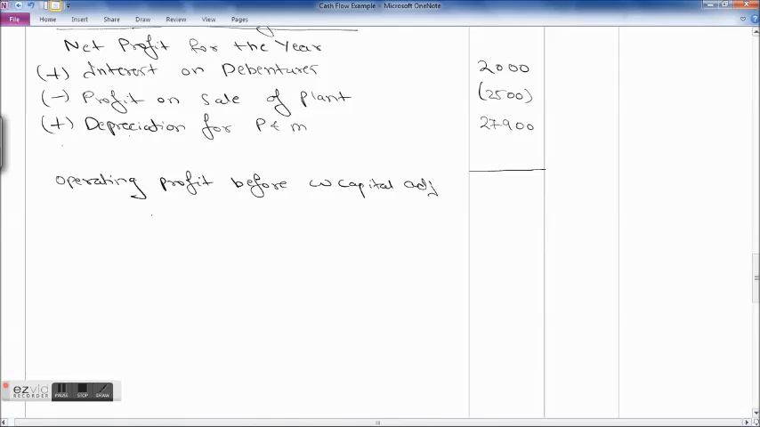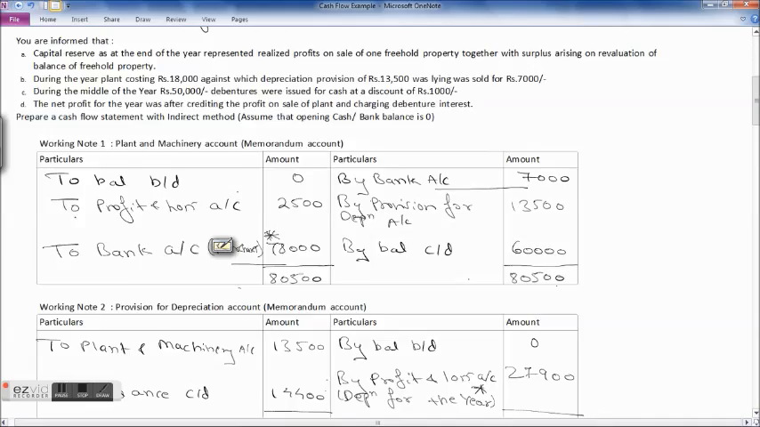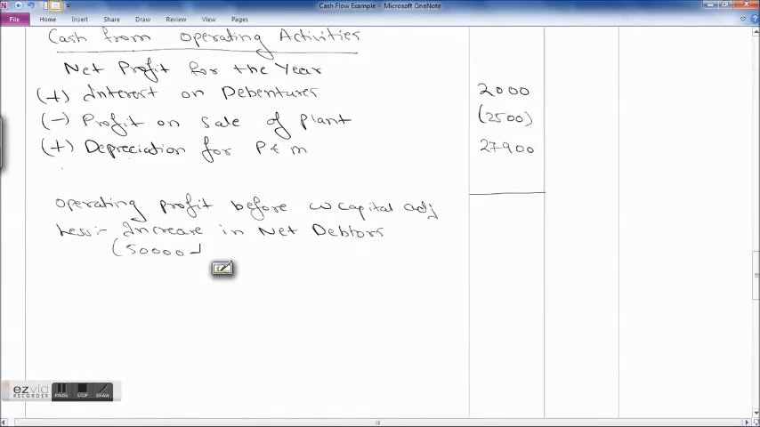Now working capital adjustment, one is the increase in debtors, so we have to reduce it: less increase in net debtors. How much is that? 50,000 minus the provision for doubtful debts 3,300. So this comes to 46,700. You have to reduce it.